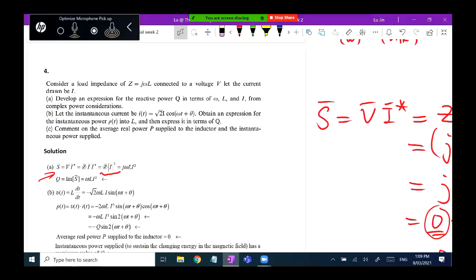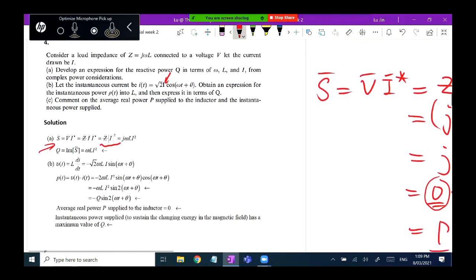Because if you want to convert the maximum amplitude of the cosine or sine function to the root mean square value, we just need to divide the amplitude by square root 2. After that, the root mean square value is just the I itself. Okay, so obtain an expression for the instantaneous power, P(t), in the time domain, of course, in terms of L, and then express it in terms of Q.